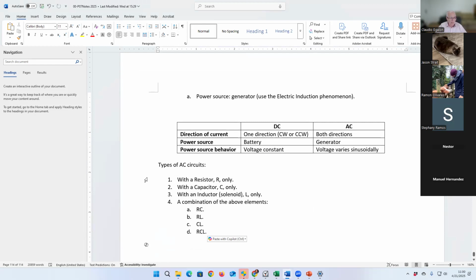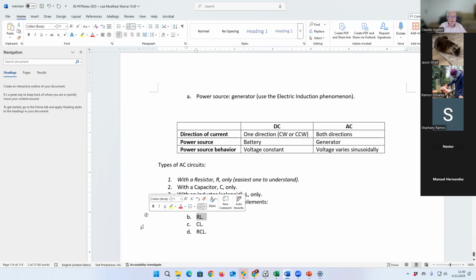I'm going to lay down all the basic types of AC circuits that you have there. The simplest one, the easiest one to understand, is the one with a resistor only. Then you have, just like I mentioned, an AC circuit with a capacitor only, with an inductor only, and then a combination of the above elements. You can have a circuit with a resistor and a capacitor, a resistor and an inductor, a capacitor and an inductor, and all three put together: resistor, capacitor, and inductor.